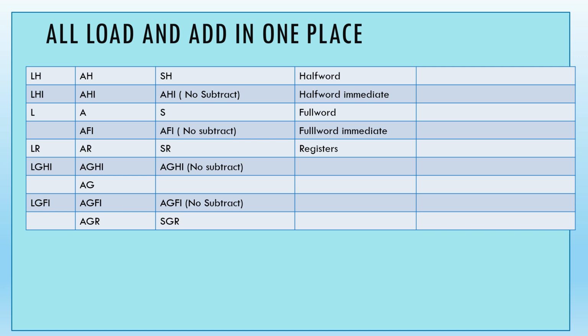Next one is more important: L, A, S. Simple L, simple A, simple S, for load, add, and subtract. This is for the full word. Just remember, there's nothing like LF, AF, and SF, just like we have LH, AH, and SH. It is just a plain L, A, and S, which is for the full word. Similarly, add full word immediate, AFI. Again, there is no subtract full word immediate. Same logic we use: AFI, no SFI, but we just use the negative value.